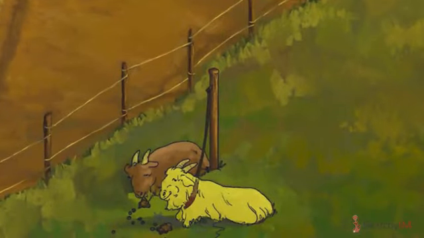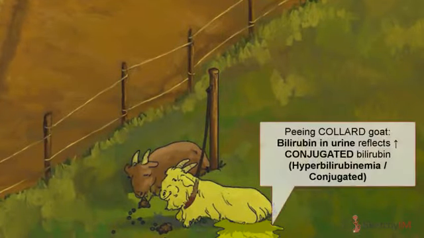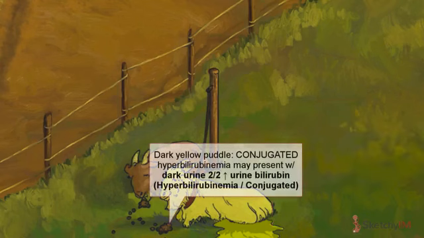Another sign of conjugated hyperbilirubinemia is detection of bilirubin in the urine. Conjugated bilirubin is water-soluble, remember, and small enough to be filtered through the glomerulus. In contrast, unconjugated bilirubin, tightly bound to albumin, is too big to be filtered. As a result, unconjugated hyperbilirubinemia does not lead to a positive urine bilirubin, unless the patient has albuminuria from glomerular disease, of course. Bilirubin in the urine may cause it to appear darker than normal, thanks to bilirubin's yellow-orange hue.